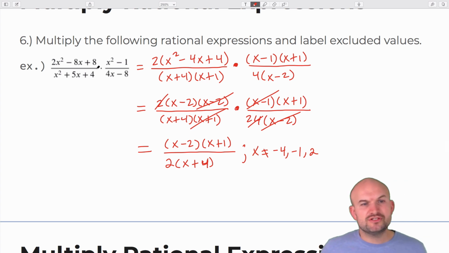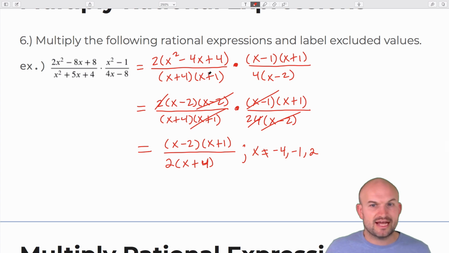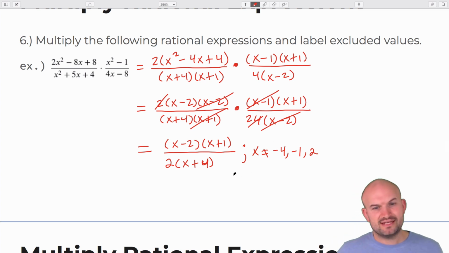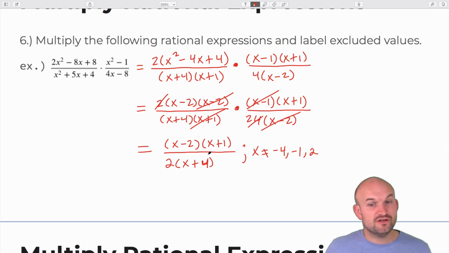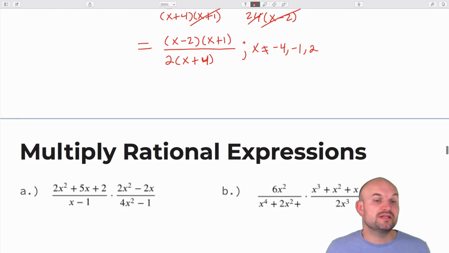The important thing though is also to notice all these values that could be 0 in the denominators: -4, -1, and +2. Again, remember that 4 is just a scalar, right? So that's why that doesn't get divided out. And then go and simplify and then label excluded values. And that was really about it.